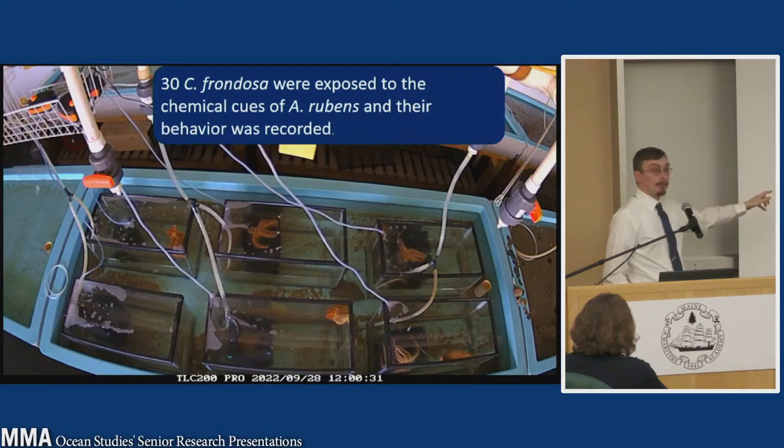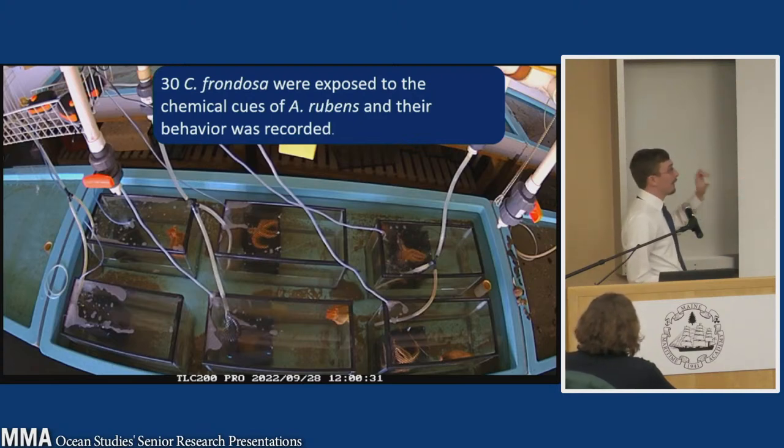Each tank has seawater input flowing into it and air pumps to aerate the water. Half of these have one individual of C. frondosa and one caged A. rubens, and the other half all contain the individual C. frondosa and an empty cage as a control. These were dispersed randomly throughout the tank so that environmental biases didn't interfere with my results.